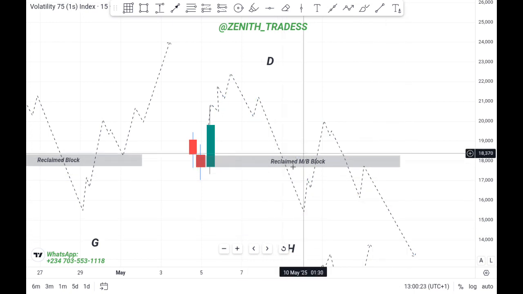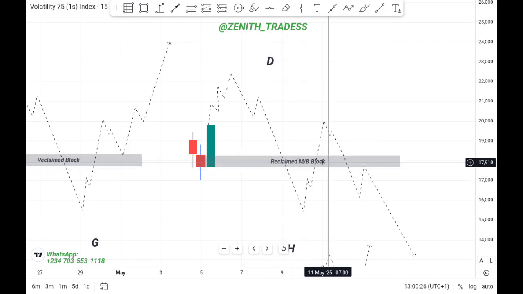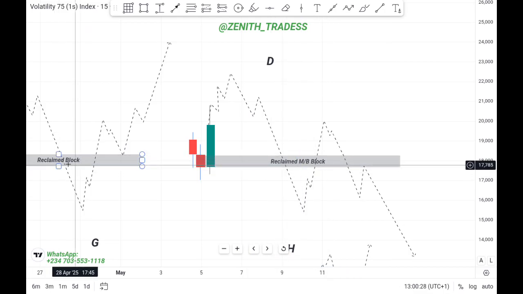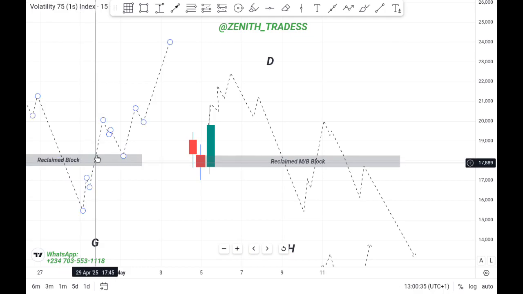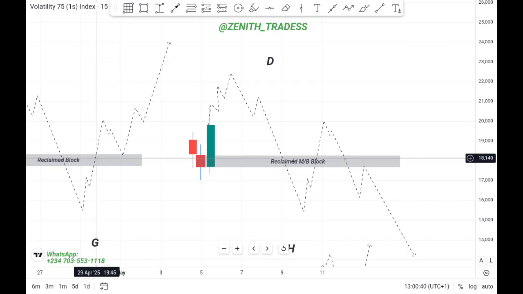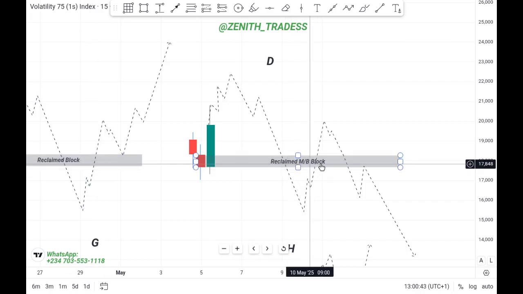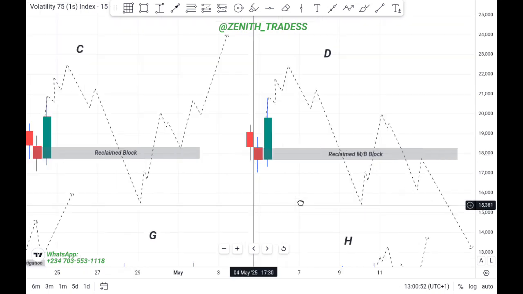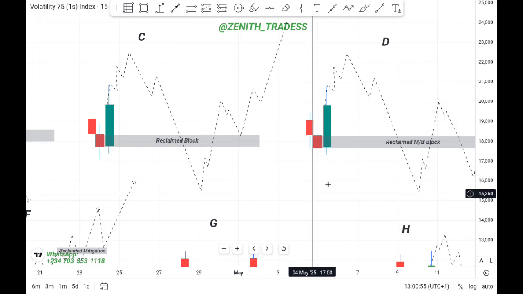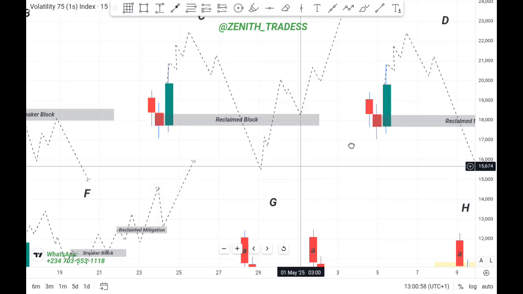So for this reclaim block, we use it for M15 reversals, but it will be a 4H pro-trend, higher time frame pro-trend continuation. But for reclaim mitigation or breaker, we will use it for continuation trades. Once we get there, you will understand the details of what I'm trying to explain here. All right, so that is reclaim mitigation or breaker.